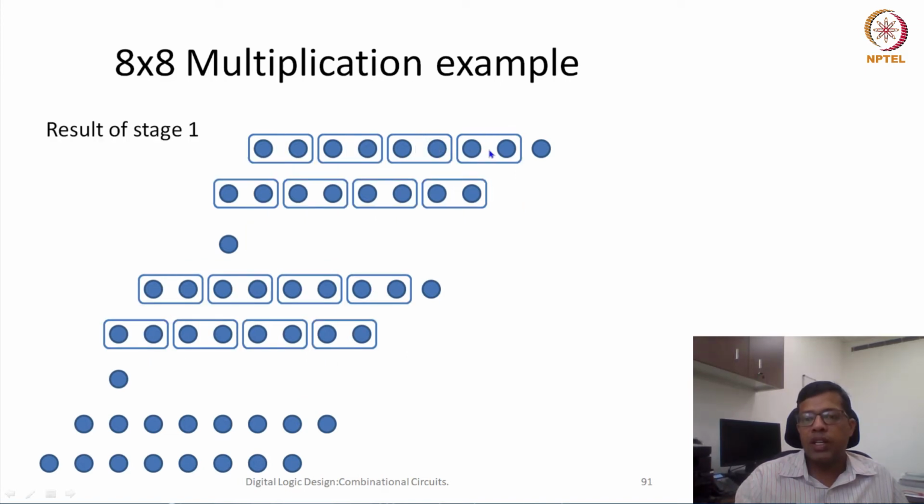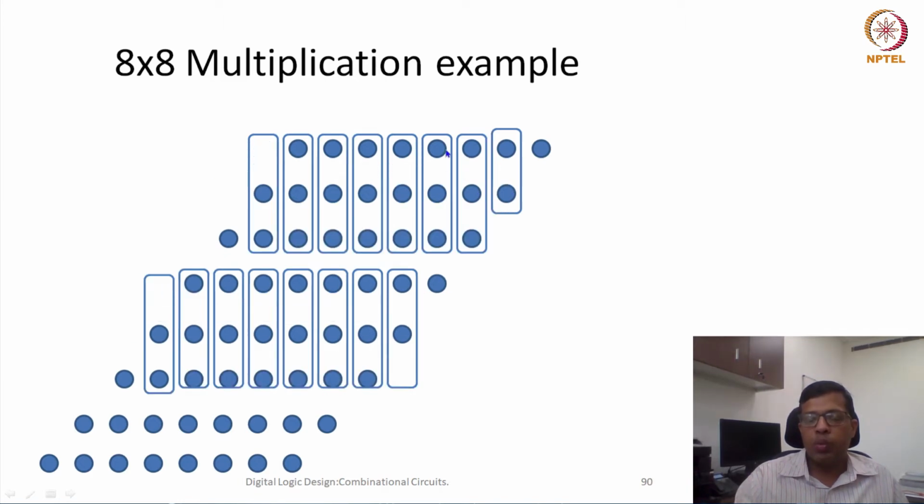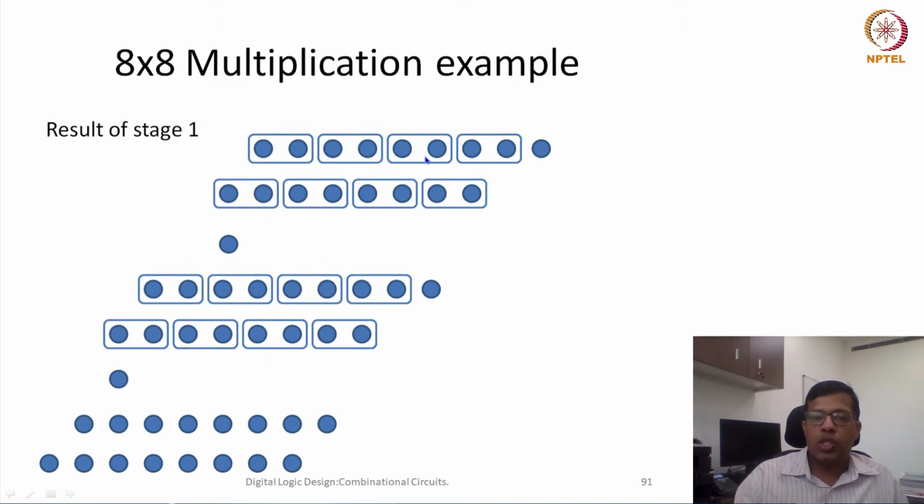So sum is here and carry is here. Similarly for this group, sum would be here and carry would be shifted to the next place. So sum would be here, carry would be shifted to this place. To make things easier, we have shown them in two different rows, but essentially they all belong to the same row.